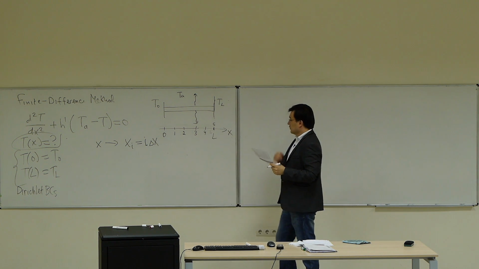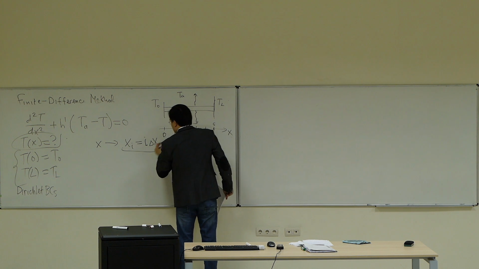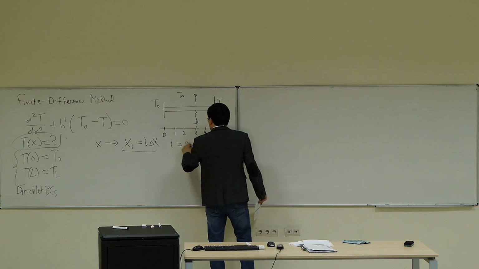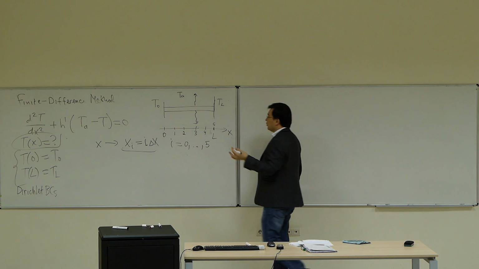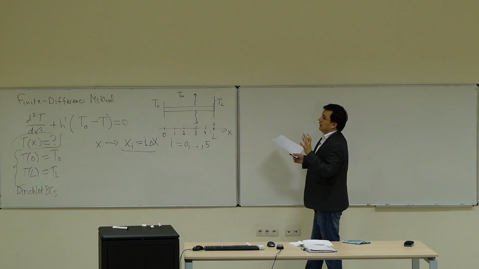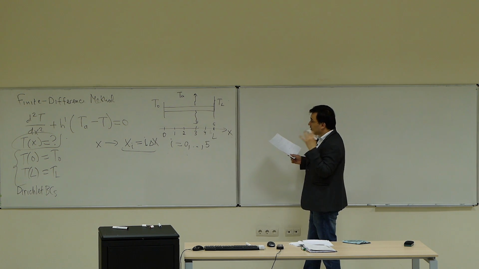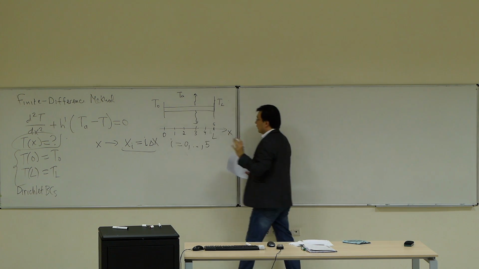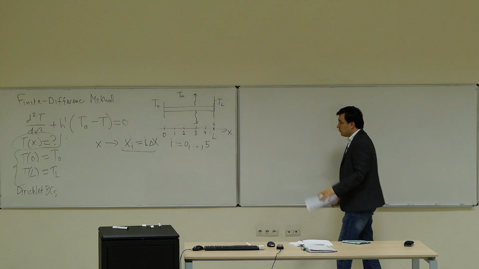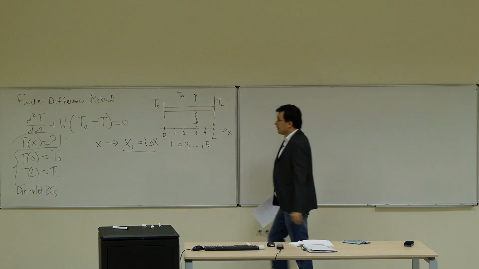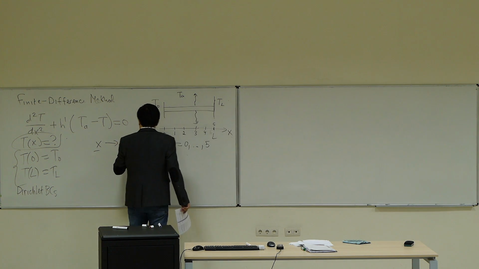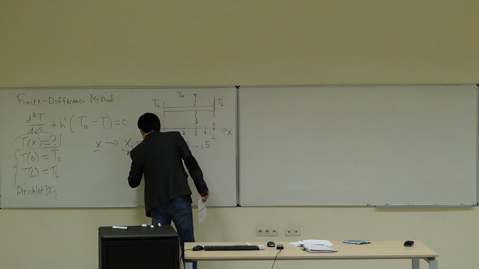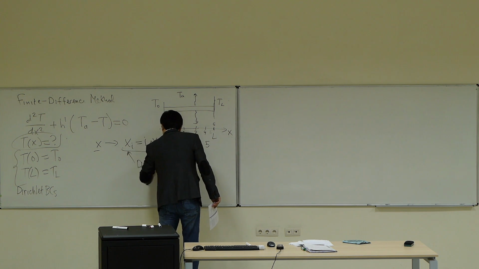All right. So instead of x, now I have this discrete x, where i ranges, in this specific case, from 0 to 5. It does not need to be 5. It can be 10, 20. That depends on how much precision I want. But for the moment, let's just say that I have only 5 points. So that's the main idea. Instead of continuous x, I have some discrete values of x.